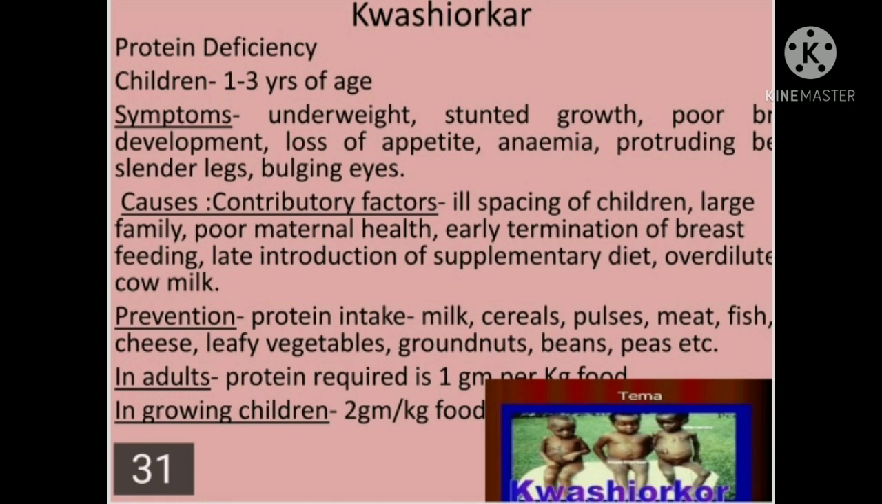In adults, protein required is 1 gram per kg. In growing children, it is required 2 gram per kg. If it is below the requirement, then it will cause Kwashiorkor disease. So that's all about Kwashiorkor disease. Now moving on to our next slide. The next slide will talk about the next disorder, and the name is marasmus.